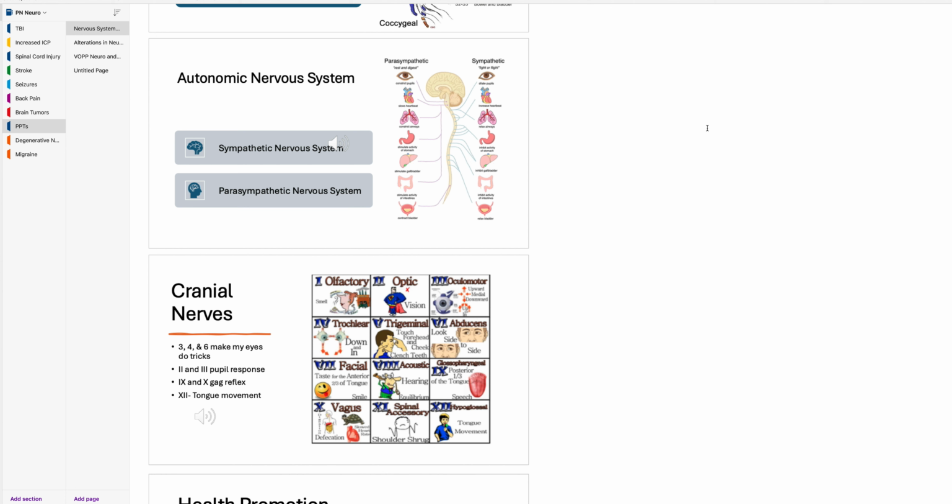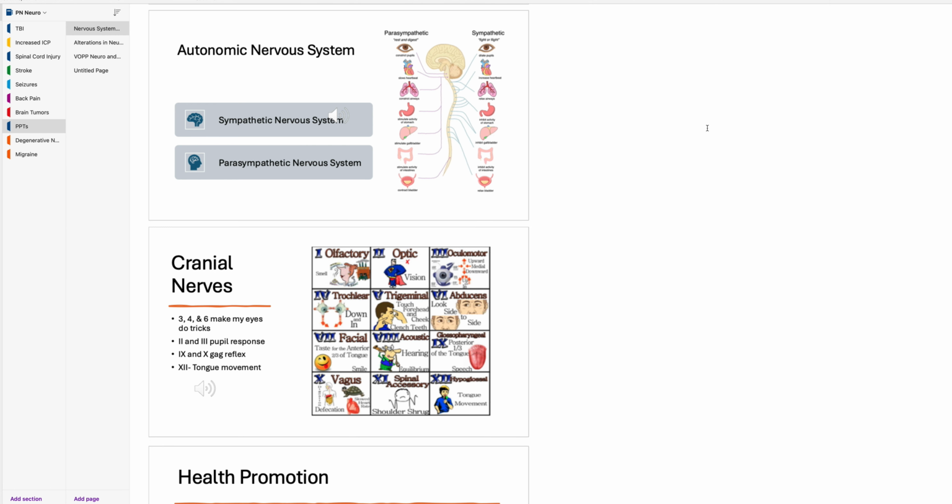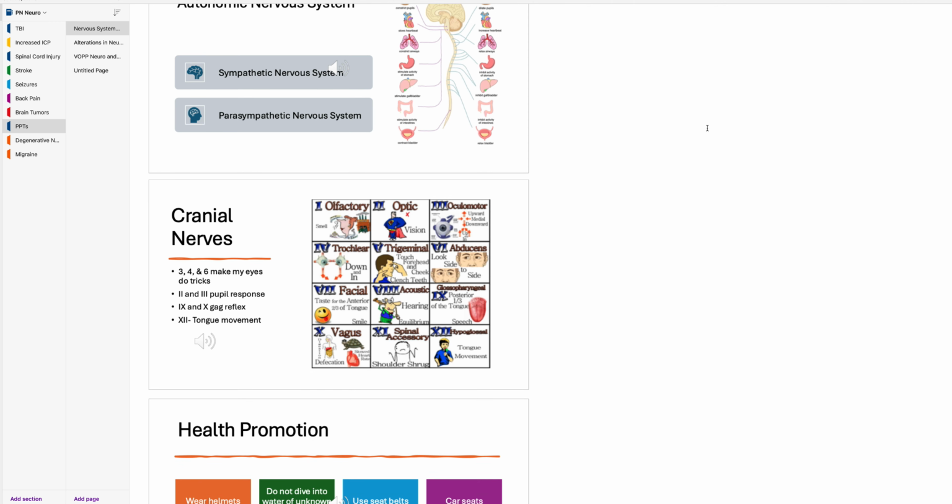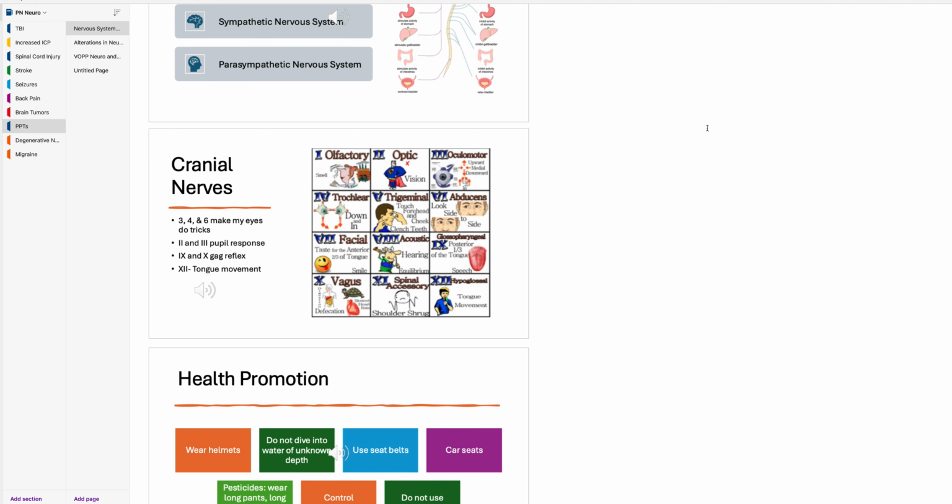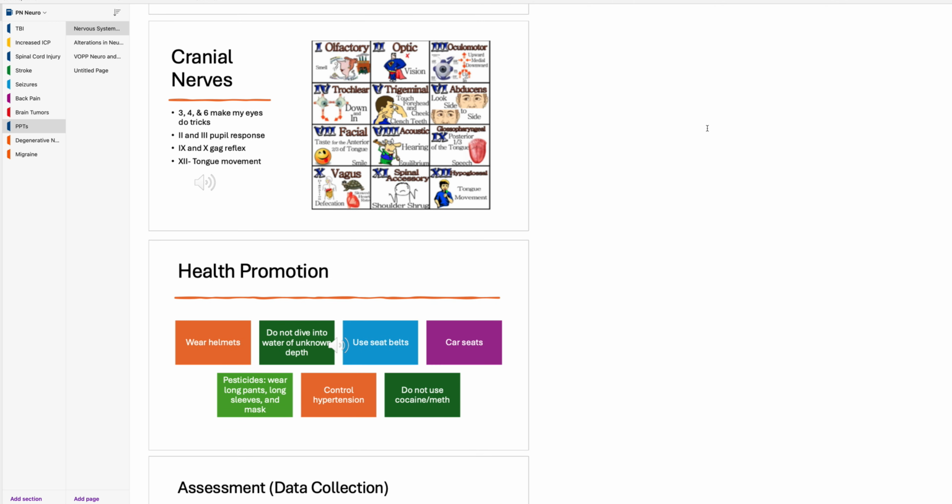Some other important cranial nerves are 9 and 10 because they're in charge of the gag reflex. And then 12 is for tongue movement. That's the hypoglossal, and that helps us have speech, also keep our tongue midline. That's one of the things you do when you're doing a neuro assessment, have the patient stick their tongue out at you.